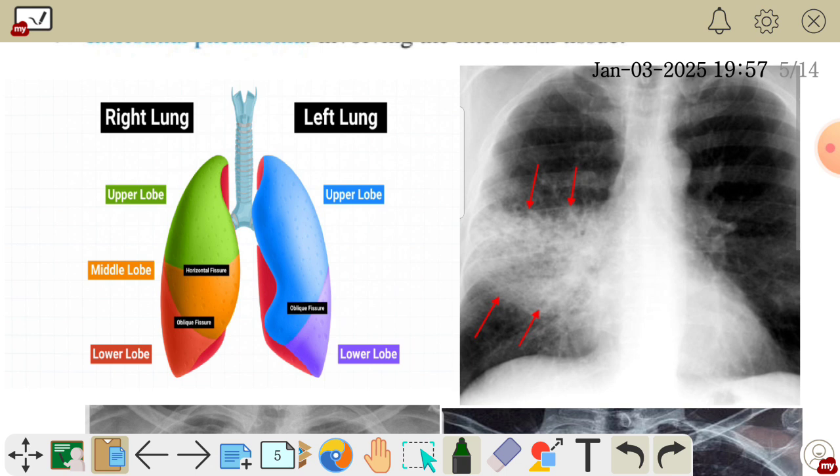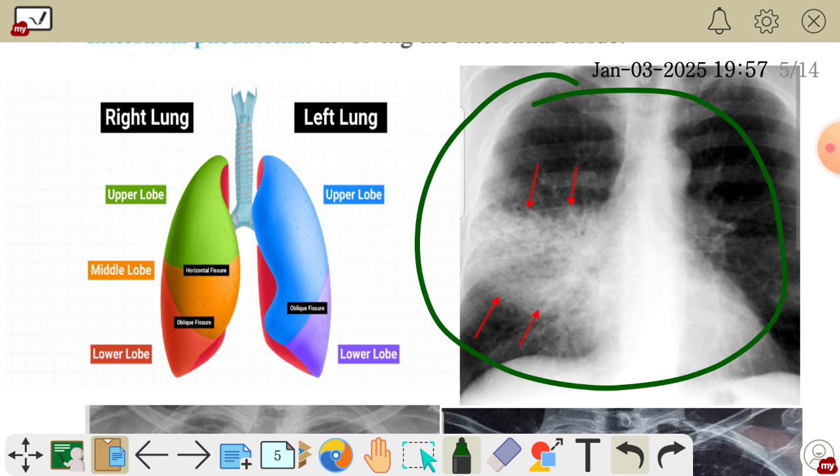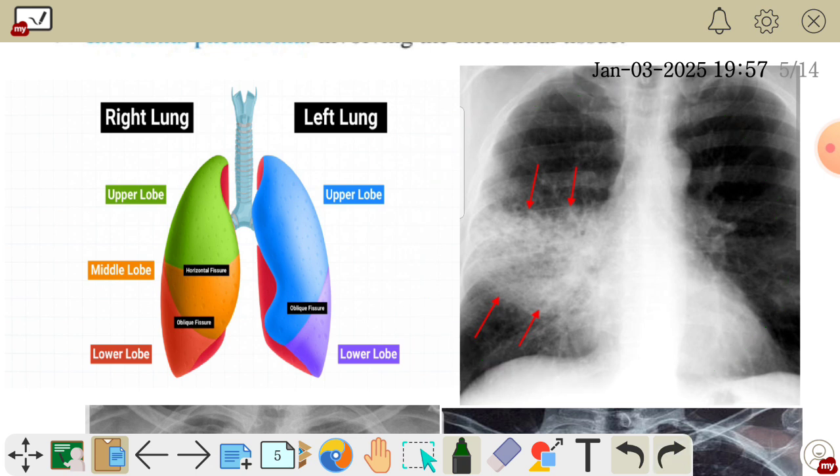For lobar pneumonia, it will only affect one entire lobe. If it is for the left lung, and let's say it affects the upper lobe, meaning we are going to have the upper lobe affected. If it is the lower lobe, then we are going to have the entire lower lobe affected, as depicted in this X-ray. This is the chest X-ray, and we can see we have consolidation of the middle lobe of the right lung.